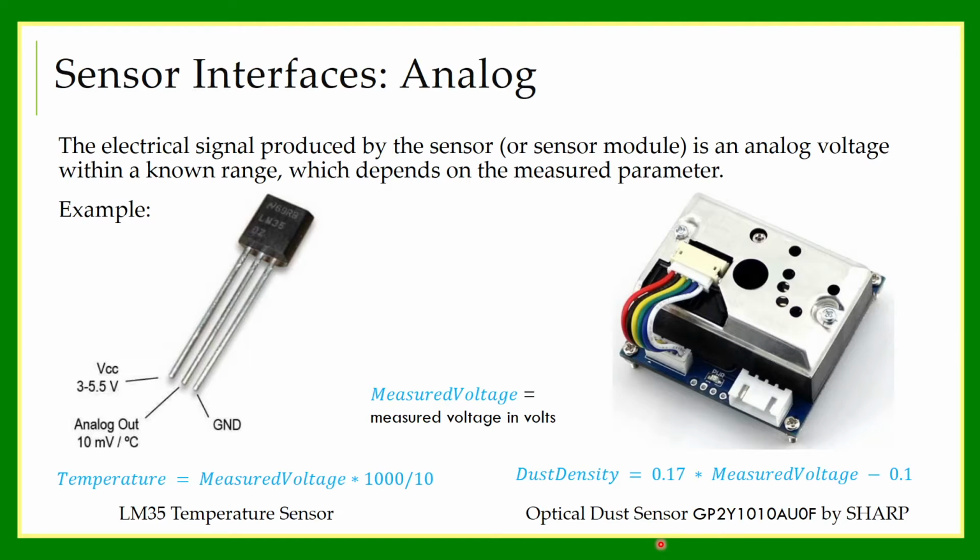So the first interface I will discuss is the analog interface. Here you can see some analog sensors. The first one is an analog temperature sensor LM35. The second sensor is an air particulate sensor made by Sharp.